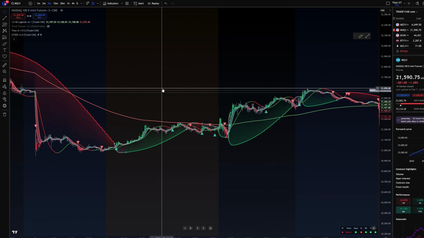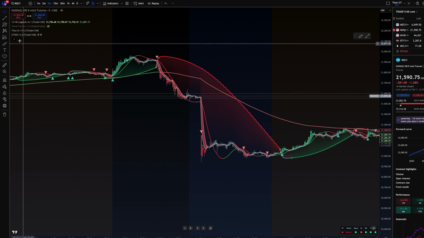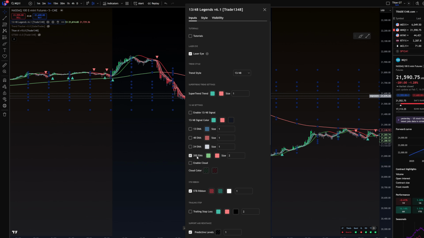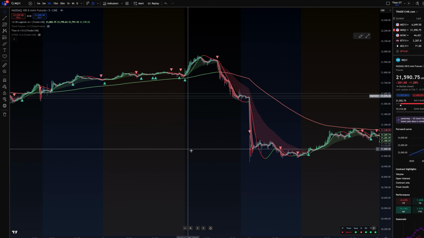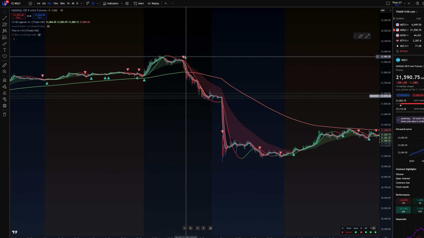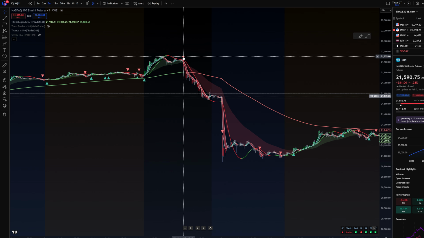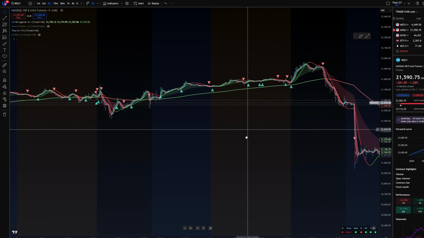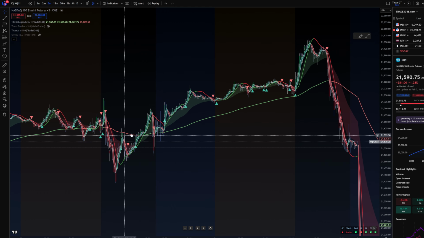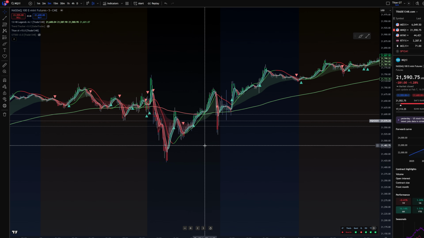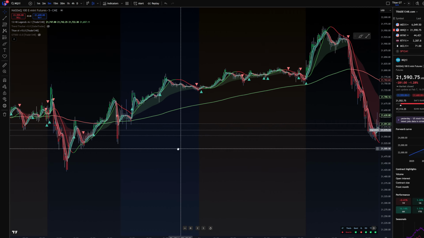In order to understand this update, we're going to have to disable the indicator. We're going to go back to 1348 and enable the 1348 cloud. With this enabled, you could have your 13 and 48 EMA line printed on the chart, but the cloud shows us when we are bearish and when we are bullish.